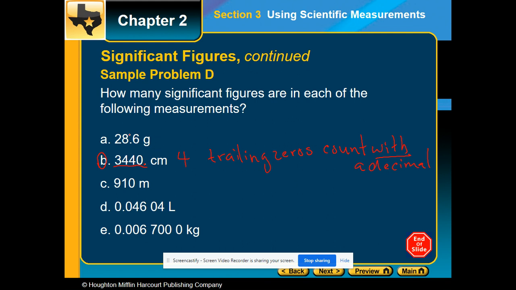So for each one of these, A, C, D, and E, I want you to take the time to tell me how many sig figs it has and what rule applies. And some of them may be more than one, this one. So make sure that you tell me all the rules that apply as well.